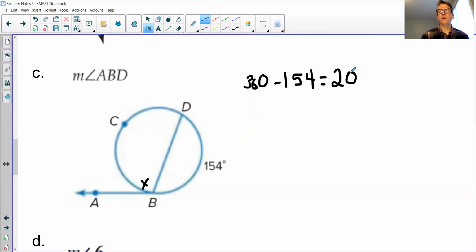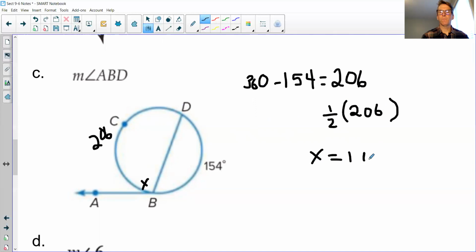So this arc here is 206. We're looking for this angle here. So 1/2 of 206 will be the angle, and that's 103. So again, angle X is 103. The arc we got by subtracting 154 from 360 is 206. And that is letter C.